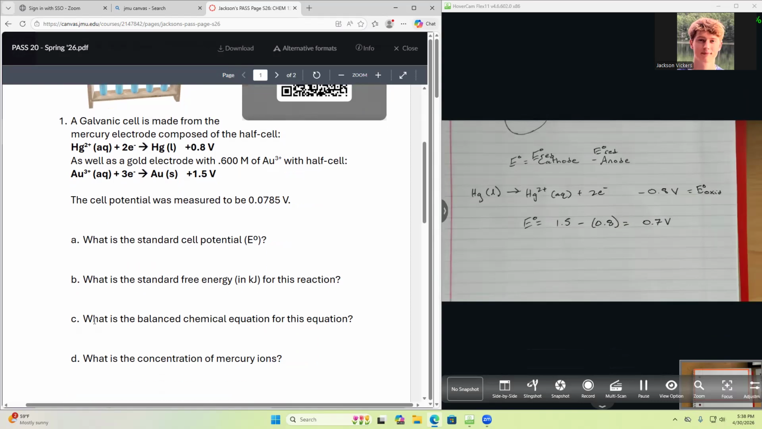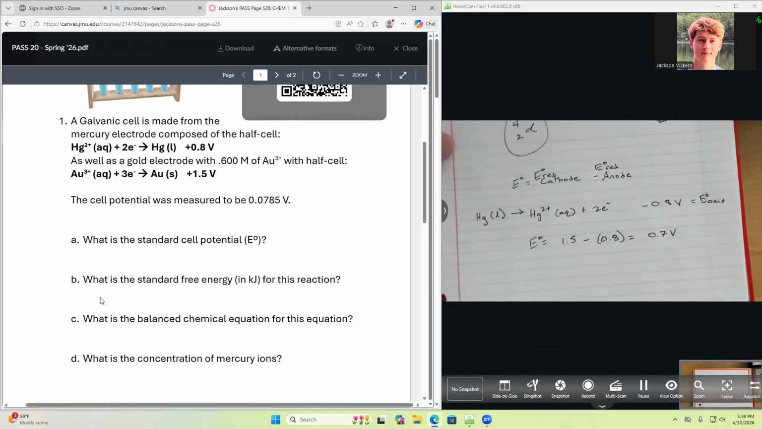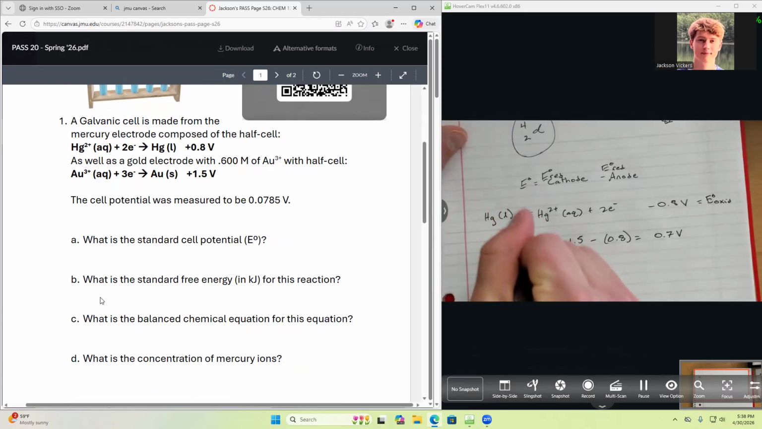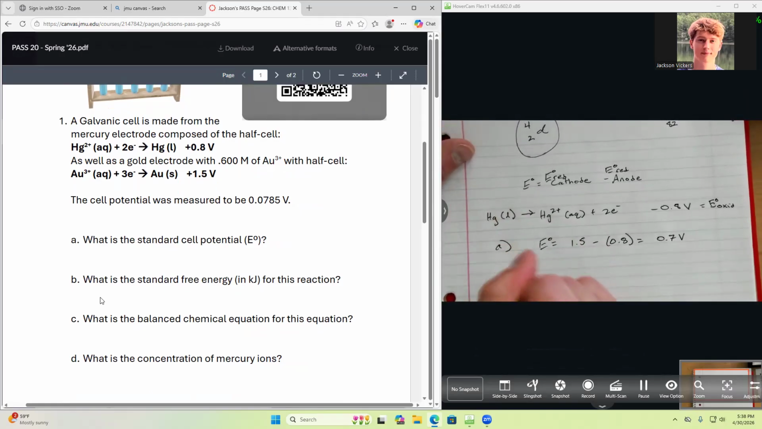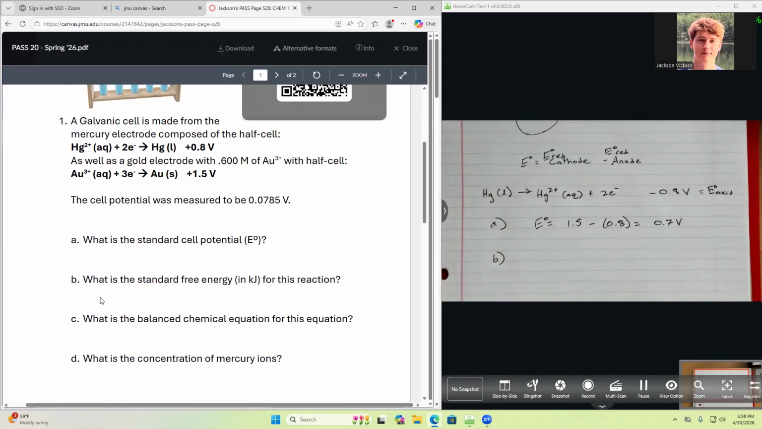And then now we're getting into some formulas that will be on your formula sheet. So that's nice. First thing I'm asking is, what is the standard free energy of this reaction? And so this is going to use a formula we talked about, I think, yesterday. So I'll say that's A. And does anyone off the top of their head remember what this formula would be?